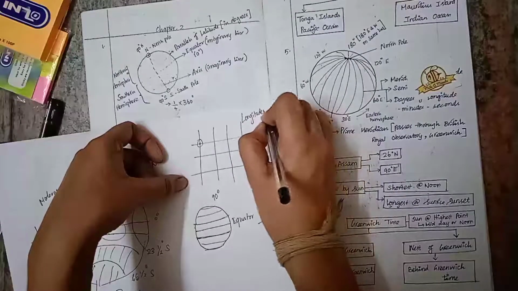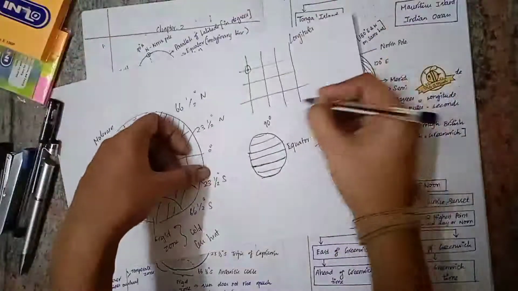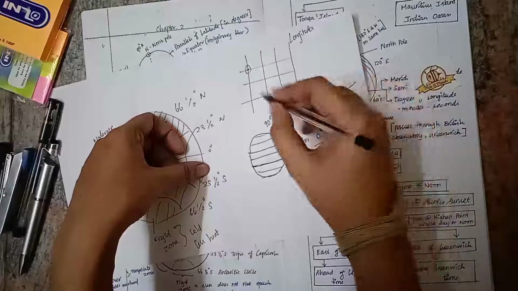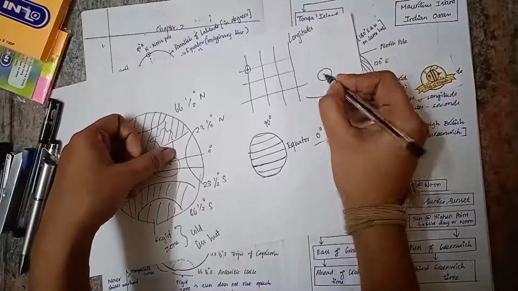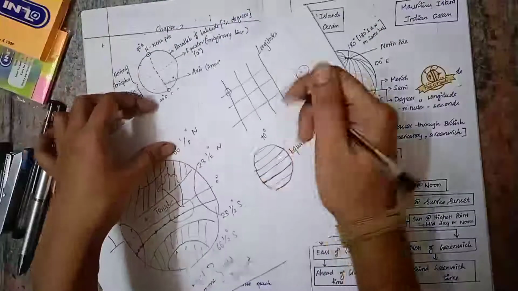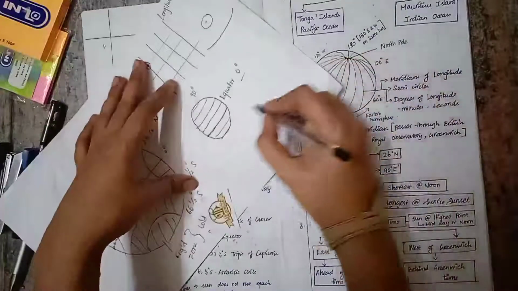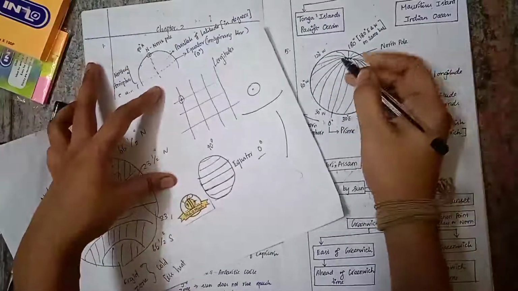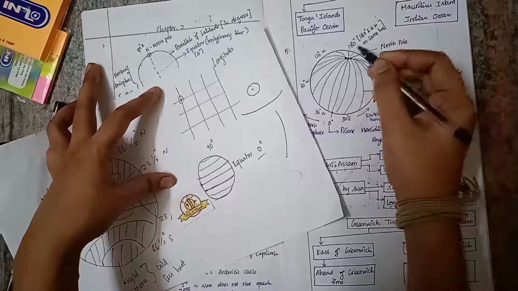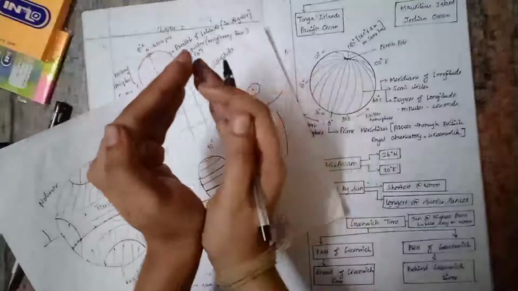Longitudes, compared to latitudes, do not reduce in size. The latitude at the equator has great extent, whereas at 66.5 north it reduces in length, but longitudes are equal everywhere. And longitudes are semicircles, whereas latitudes are entire circles. Both 180 degree and 0 degree lie on the same line. So this is 0 degree, and this is 180 degree, which combine and form a complete circle.